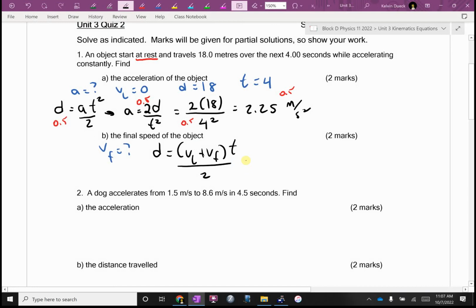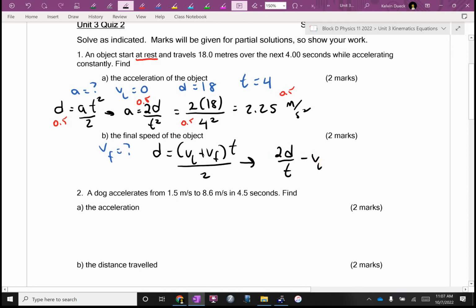Good stretch. I want to get the D by itself. No, I want to get the VF by itself. The D already is by itself. What's going to happen is the D is going to drop down. I guess I'm going to divide the T over. I'll times the 2 over. That takes care of outside the bracket. Then I'll minus the V.